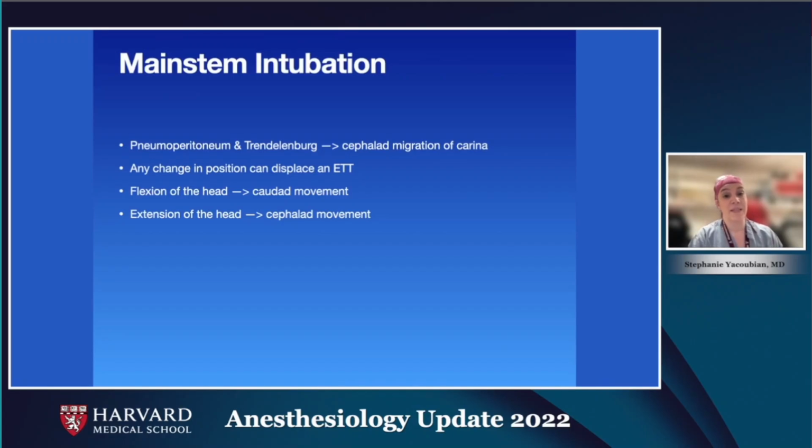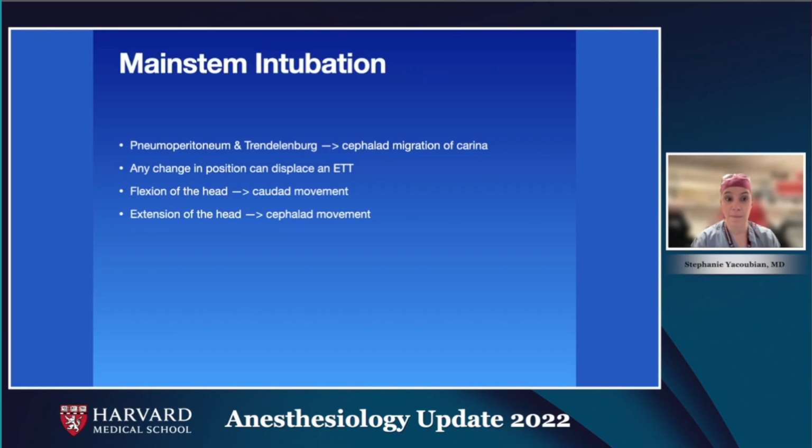So in the setting of placing the patient in Trendelenburg, and especially when you have a patient who has a pneumoperitoneum, you will have cephalad migration of your carina. So when your carina migrates cephalad, that means your endotracheal tube is now going to become an endobronchial tube. That means you will be main stemmed into the right or the left side. And therefore, now you have a patient who is getting one lung ventilation, which is leading to a desaturation event.